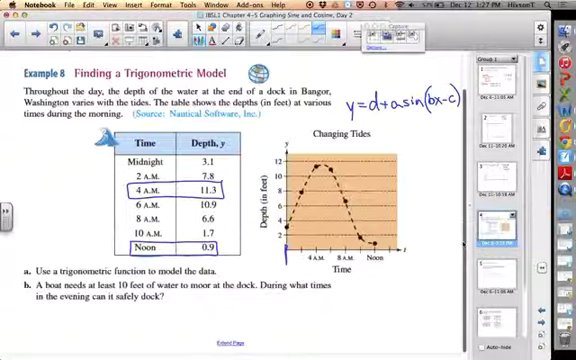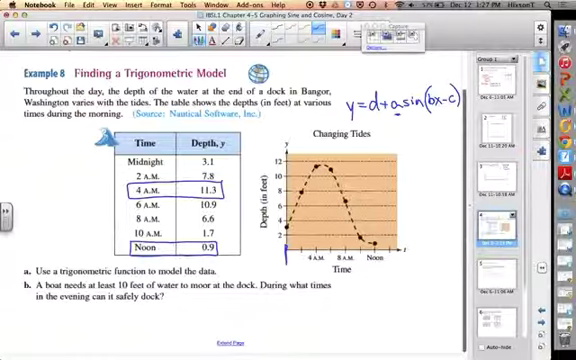Isn't it 12 hours? What do you mean? Midnight to noon is 12 hours. So that's how long it is? Well, no, we're going to actually look at that. Let's start out though with the amplitude.